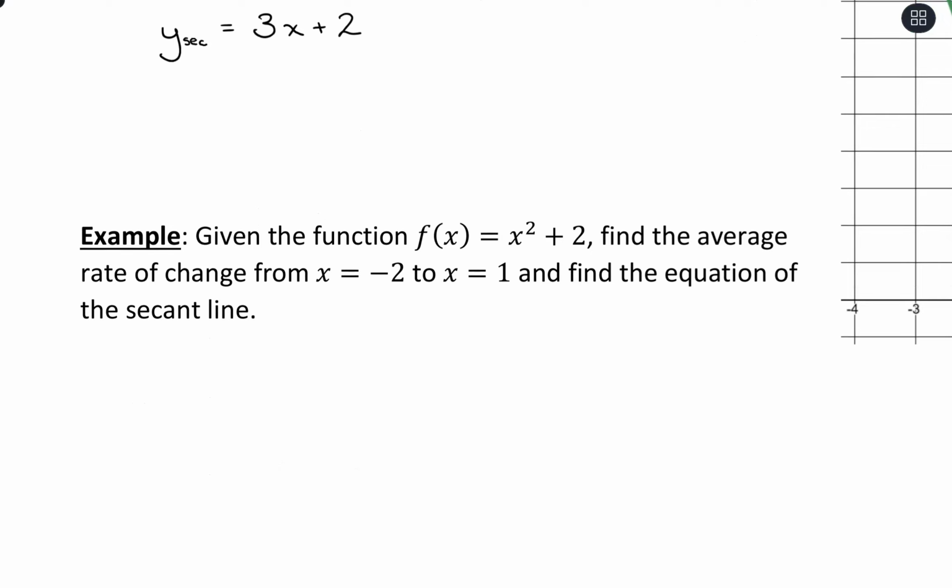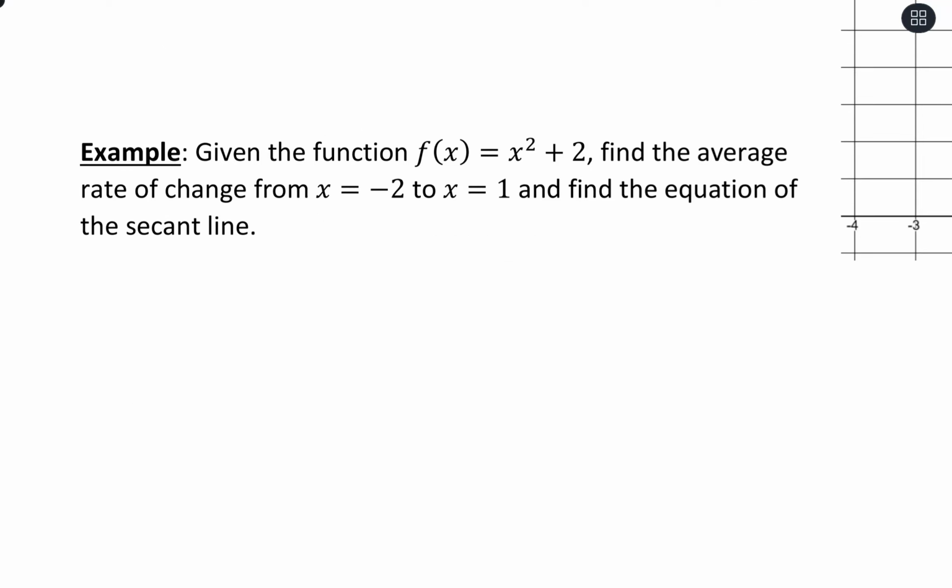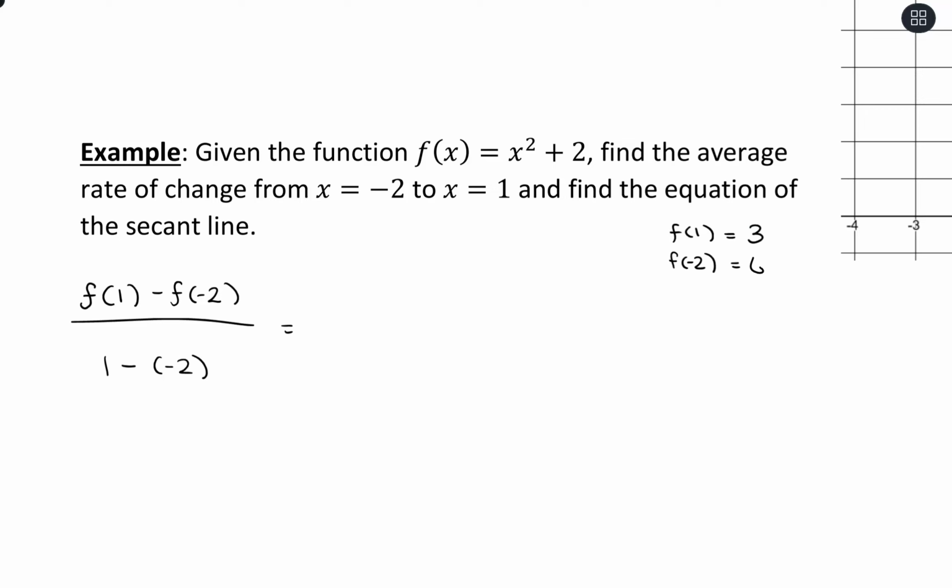Let's say we look at a different interval. Let's look from -2 to 1. So I'm going f of 1 minus f of -2 over 1 minus -2. f of 1 is going to be 1 plus 2, which is 3. f of -2 would be 4 plus 2, so 6. So we're going to end up with 3 minus 6 over 1 plus 2. So -3 over 3, so we're seeing a -1.